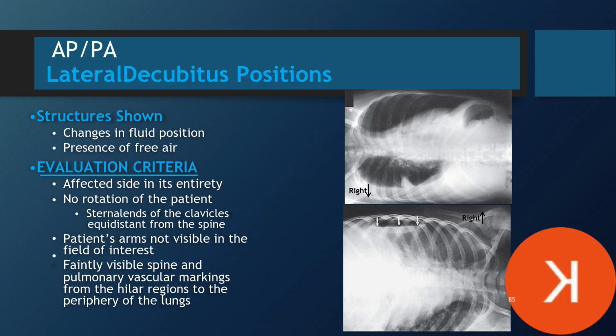So in this picture here, we see on the top, it shows if they are trying to detect fluid levels, the affected side is always placed down. And if they're trying to detect the air levels, the unaffected side is placed down and the affected side is placed up. So it shows the air levels.